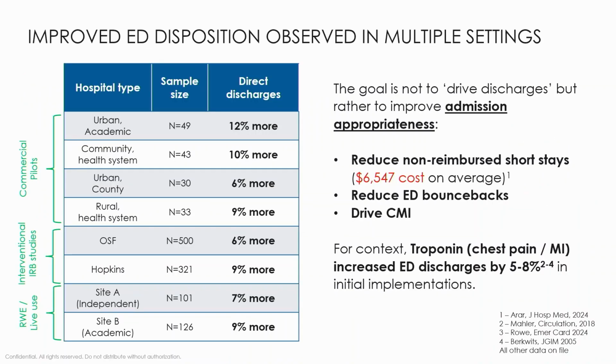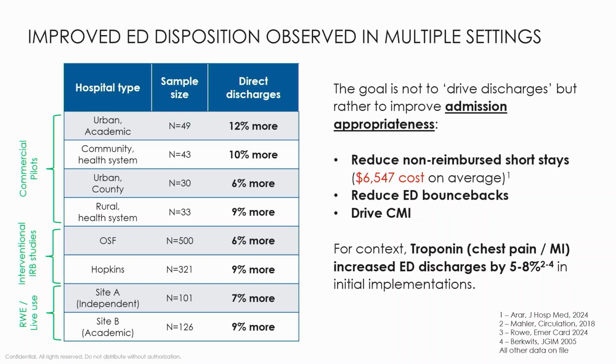In a multi-center study or in a multi-setting study, and I think this is particularly important because it doesn't just look at an academic medical center, it looks at an impact in an urban county hospital. It looks at an impact in a rural health system. So it looks at impacts across multiple different settings of care.